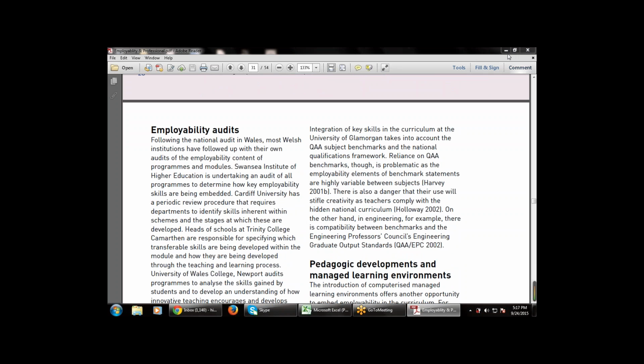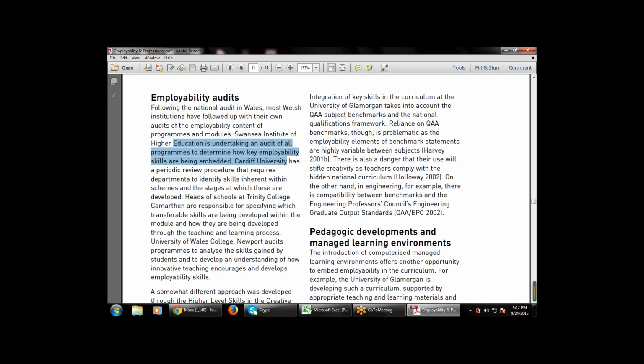Employability skills. These are employability development skills used for employability development. So Swan Institute of Higher Education is undertaking an audit of all its programs to determine how the key elements are being embedded.